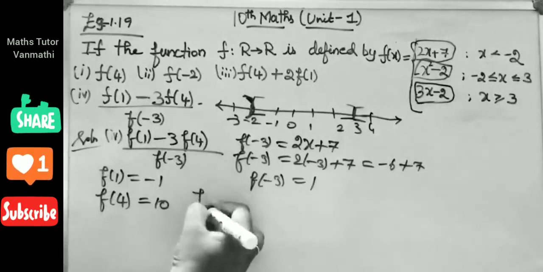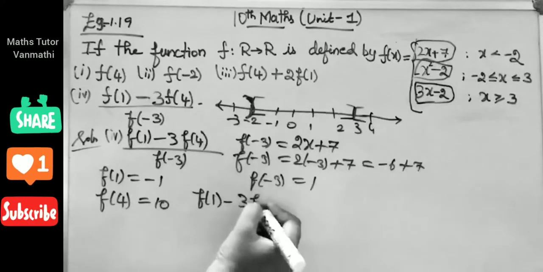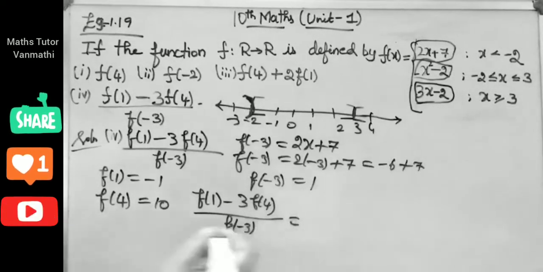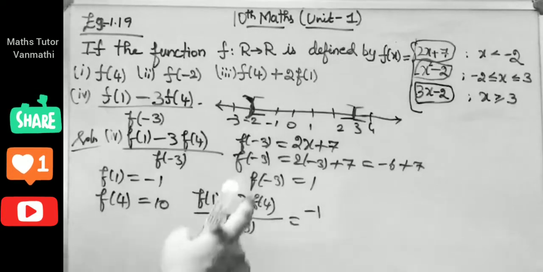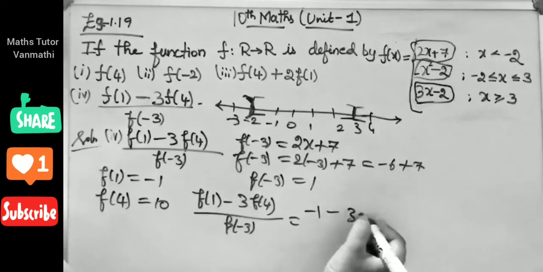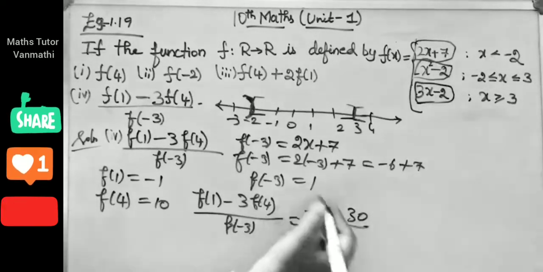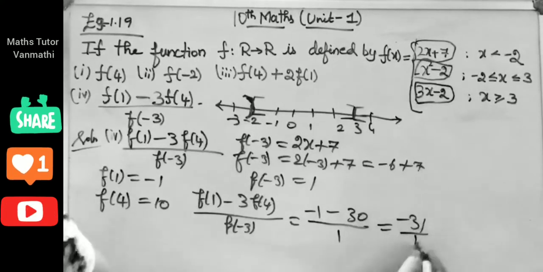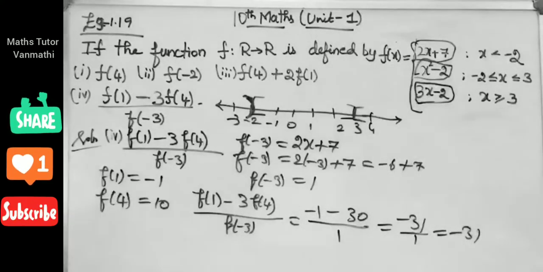Then you are substituting in this f of 1 minus 3 times f of 4 divided by f of minus 3. You get f of 1 is minus 1 and f of 4 is 10. So 3 times 10 you get 30, divided by 1, f of minus 3. Then you will get minus 31 by 1, which is nothing but your answer, minus 31.